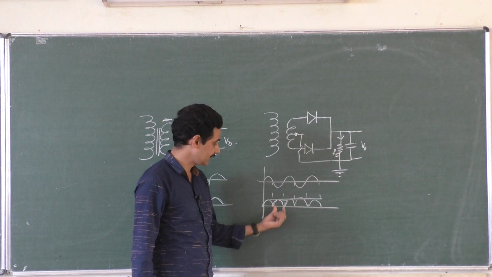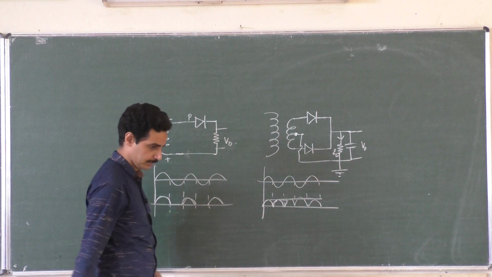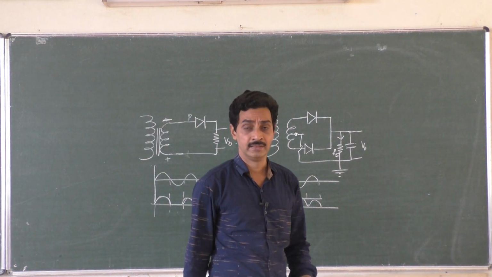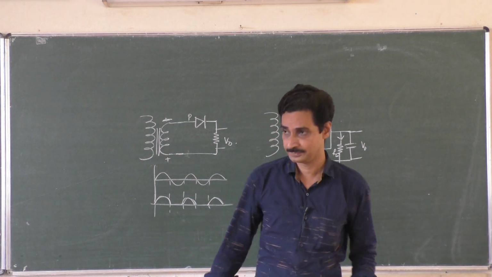But still, this is a DC, even though this is pulses. These are the pulses. Yesterday in the previous class I was saying that it's a pulsating DC, but it is not AC because it doesn't change the direction.